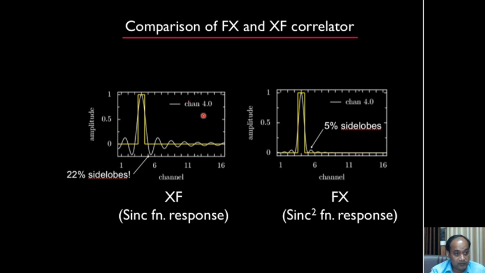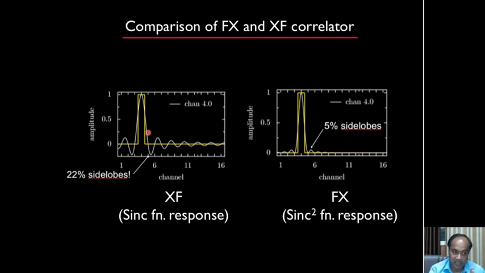So if you look at the first one, which is XF, and the second one here is the FX. Here it is a sinc function response, here it is a sinc square function response. And these are the channels. Channels basically means every different frequency. In the fourth channel, the good theoretical response is a boxcar, basically a rectangular function, where the response rises sharply, stays constant and decreases.